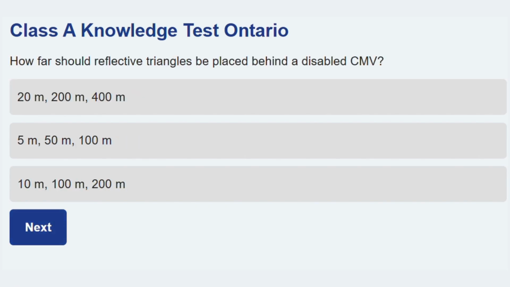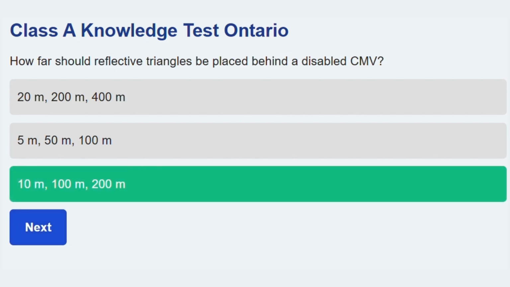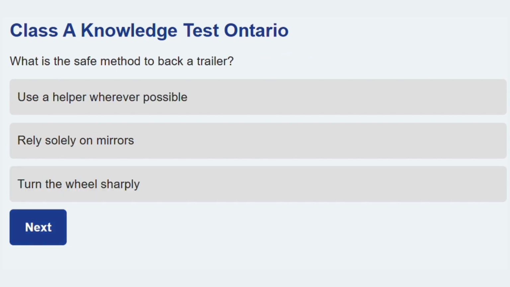Here's another. How far should reflective triangles be placed behind a disabled CMV? 10 meters, 100 meters, 200 meters. Warns traffic at increasing distances.